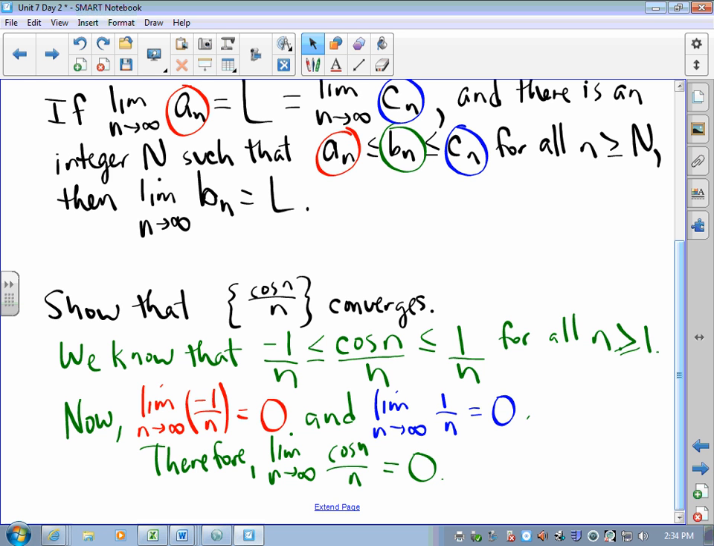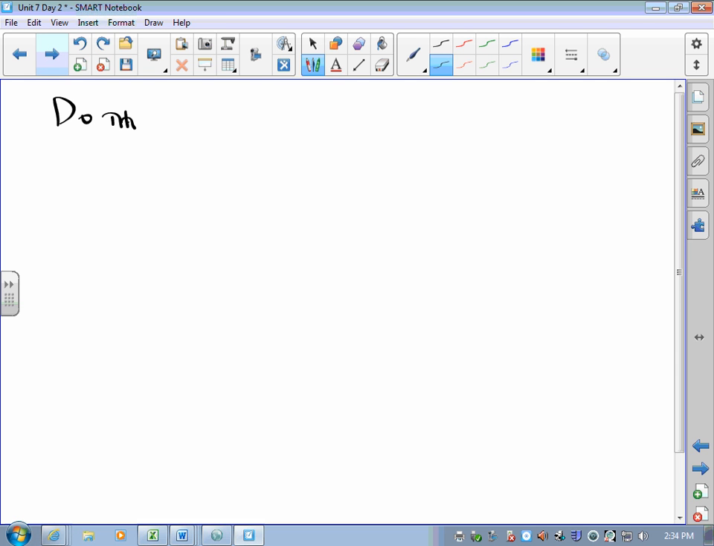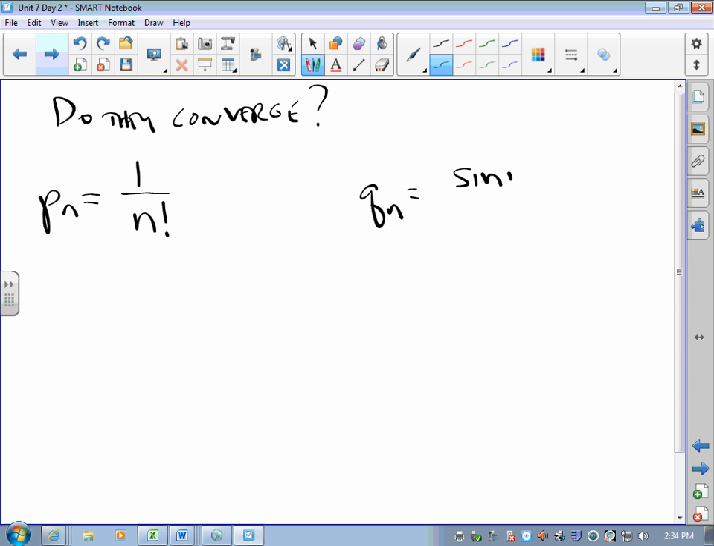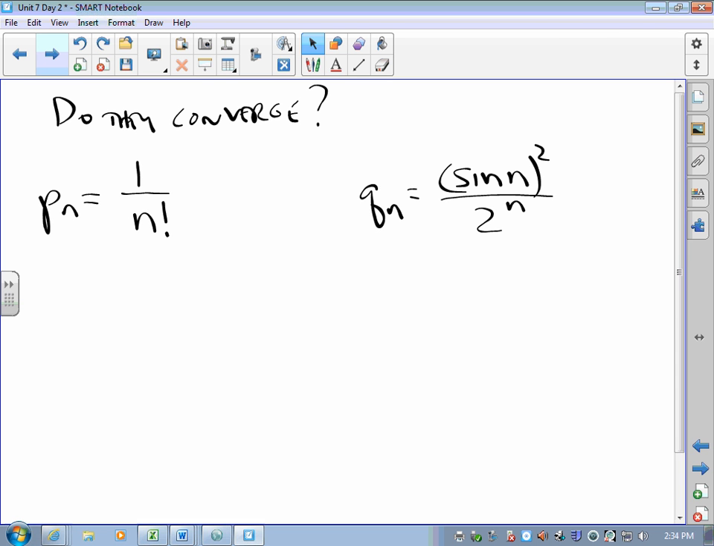Awesome. When you come to class tomorrow, I'm going to have 2 sequences for you, and we're going to play everybody's favorite game, Do They Converge? One is the sequence 1 over n factorial. The other is the sequence sine n squared over 2 to the n. Your job between now and tomorrow is to consider, can I trap those between 2 sequences that I know converge? That's your question. We'll see you tomorrow.